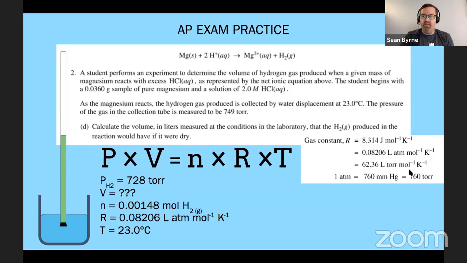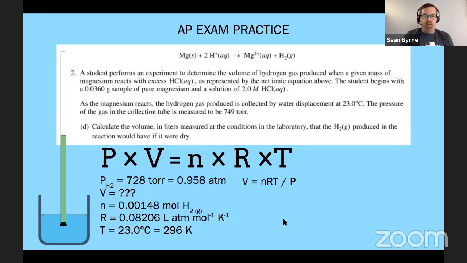It's nice that the conversion between atmospheres, millimeters of mercury, and torr is right there. So the first thing we need to do is to convert my torr into atm. And then I also need to convert my degrees Celsius into Kelvin. Again, there are multiple ways that you could do this. If you felt more comfortable using this equation or using this gas constant, you certainly could do that.